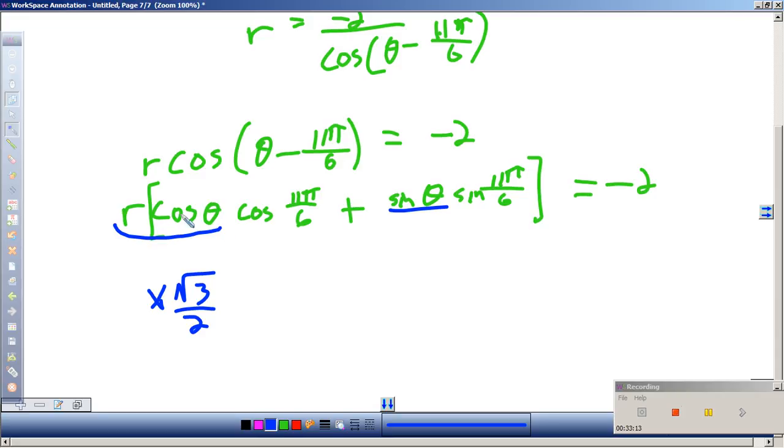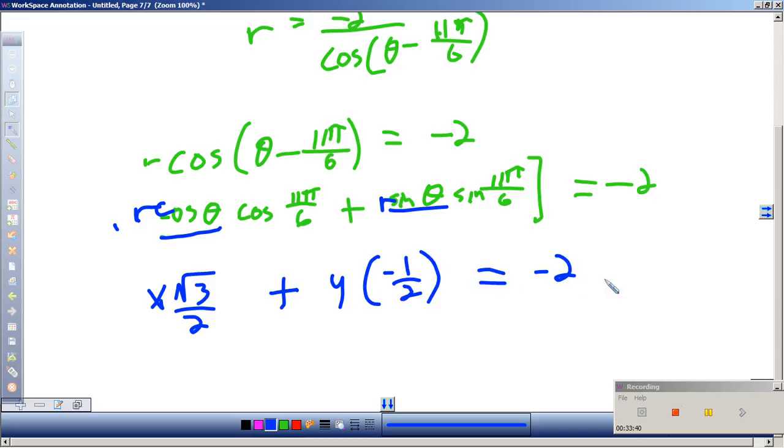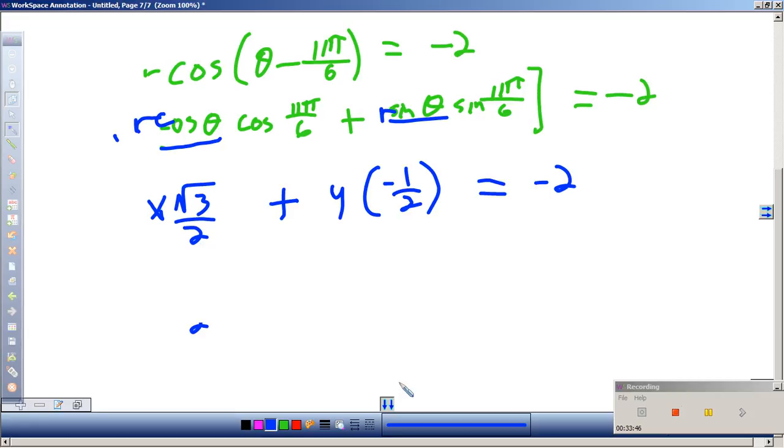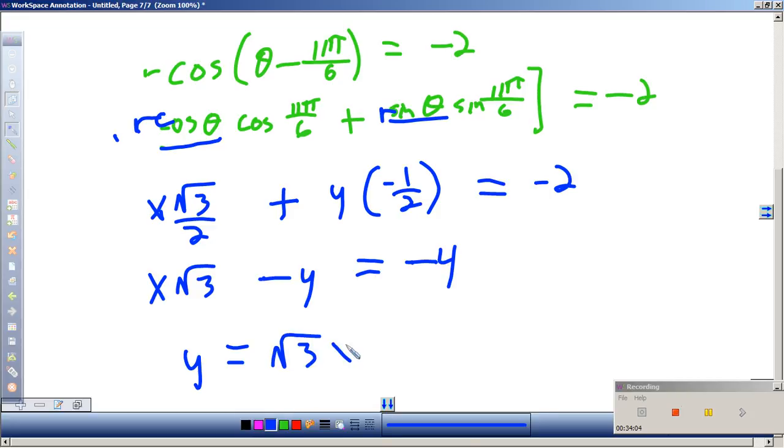Okay, when I distribute this r there and r there, it'll be r cosine theta, r sine theta, plus y. What's sine of 11 pi over 6? Times negative 1/2 equals negative 2. So x root 3 minus y equals negative 4. And our goal is getting y by itself. So y equals square root 3 x plus 4.